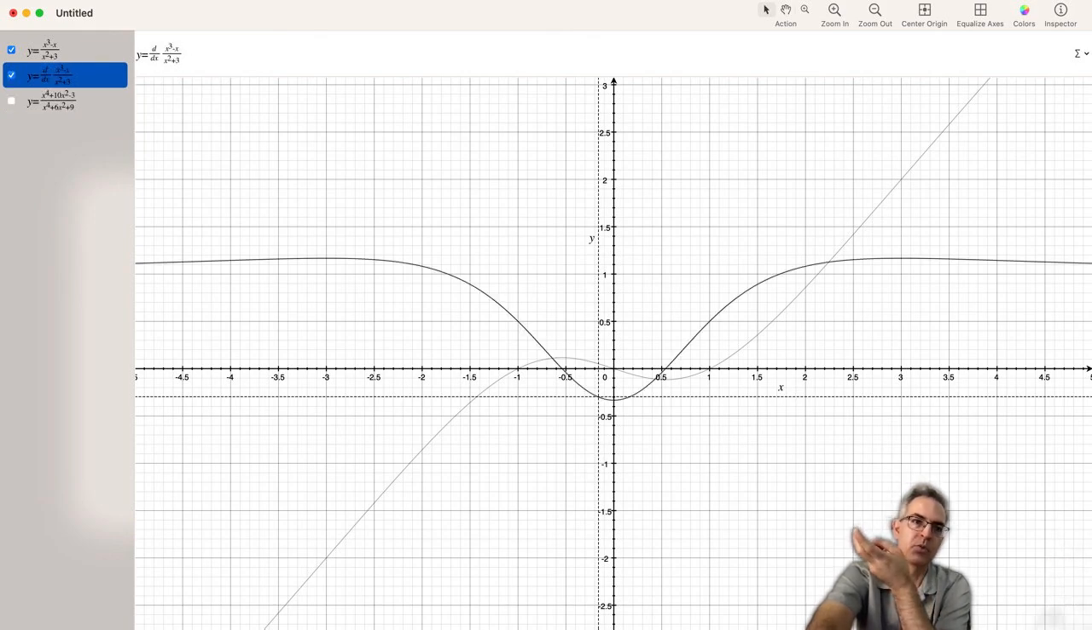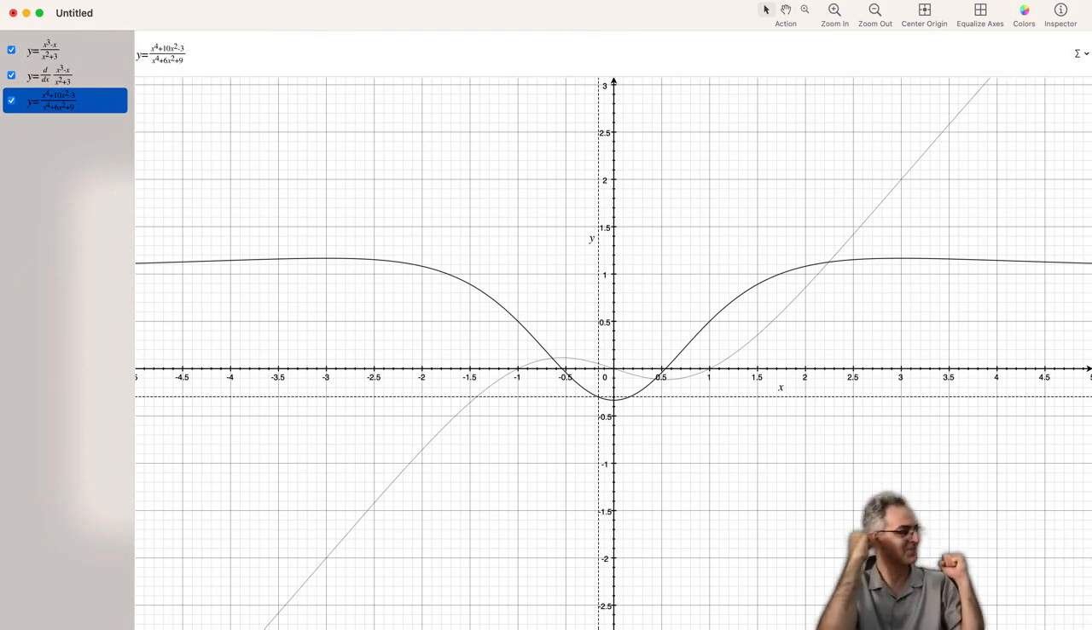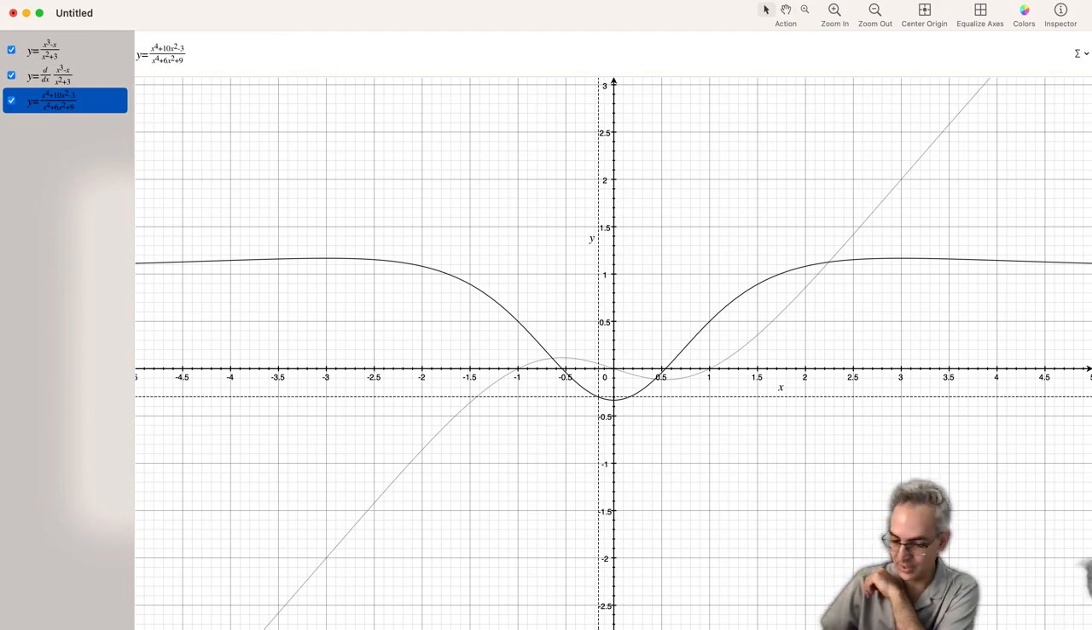If I show both, then if they were different, I should see 2 lines. But I don't, I see 1 line. So this confirms that we have, in fact, correctly differentiated the quotient of 2 functions. How exciting! All right, so you know how to use the quotient rule now.